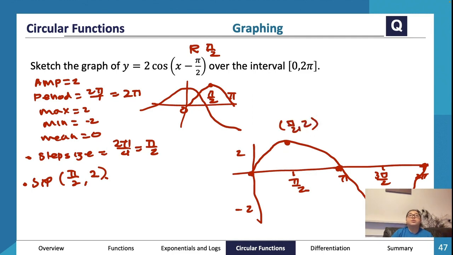So that's pi on 2, 2, and 3 pi on 2, -2. Then we have 0, 0, pi, 0, 2 pi, 0. Okay, so generally in a circular function graph, what you have to label are the min and max points and the x-intercepts. If your mean points don't hit the x-intercept line, I just don't label them, because you already label so much stuff, it just makes everything a bit messy. But for this one, because it hit the x-intercepts, we have to label them.